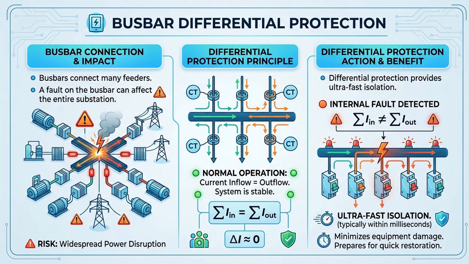Let's talk about busbar differential protection. A busbar connects many feeders, so a single fault can affect the entire substation. That's why differential protection responds ultra fast, isolating the faulty busbar immediately and protecting the whole system.